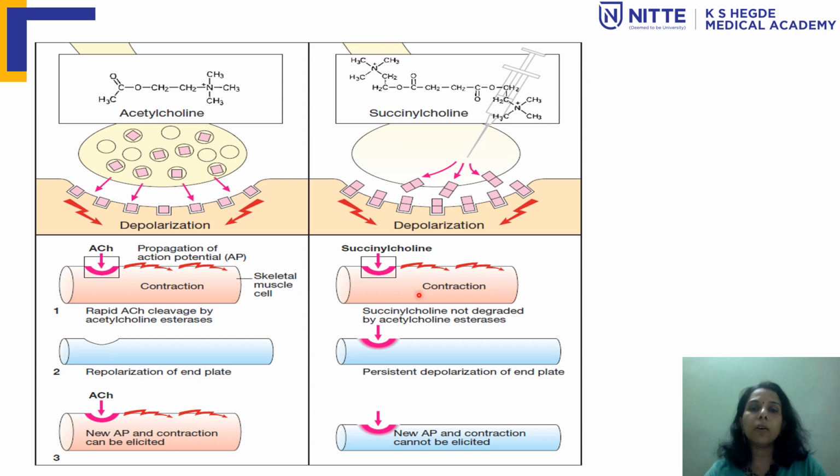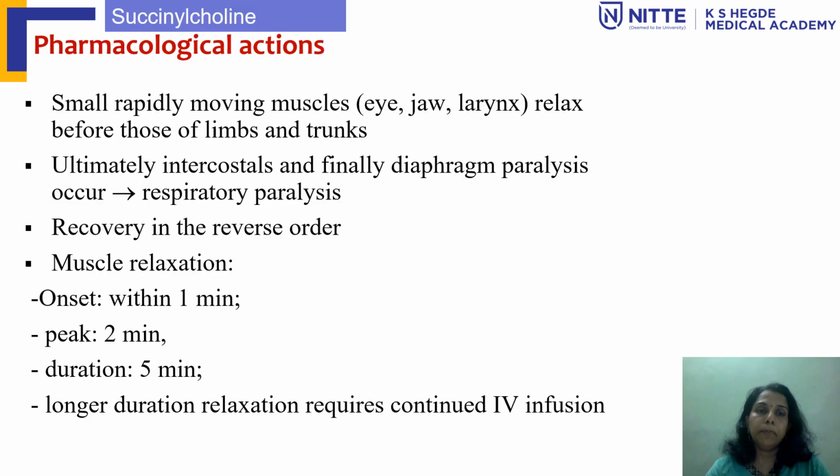But in case of succinylcholine, when it is given, it goes and binds to the nicotinic receptors. It won't get degraded fast; it is degraded by the butyrylcholinesterase. It is long acting. There will be persistent depolarization of the end plate because it binds very tightly to the nicotinic receptors, which finally leads to desensitization of the receptors, and there won't be generation of a new action potential, and contraction cannot be elicited. So persistent depolarization followed by fasciculations and paralysis.